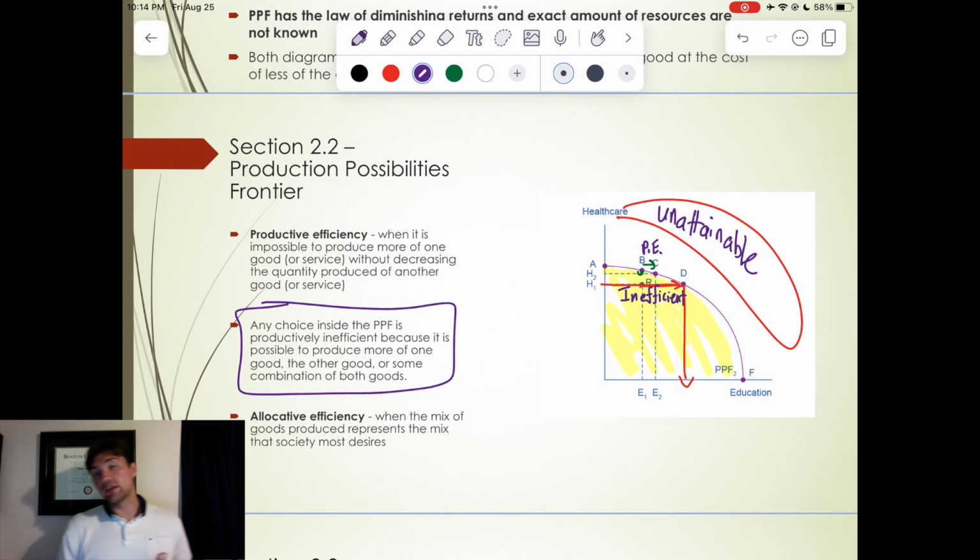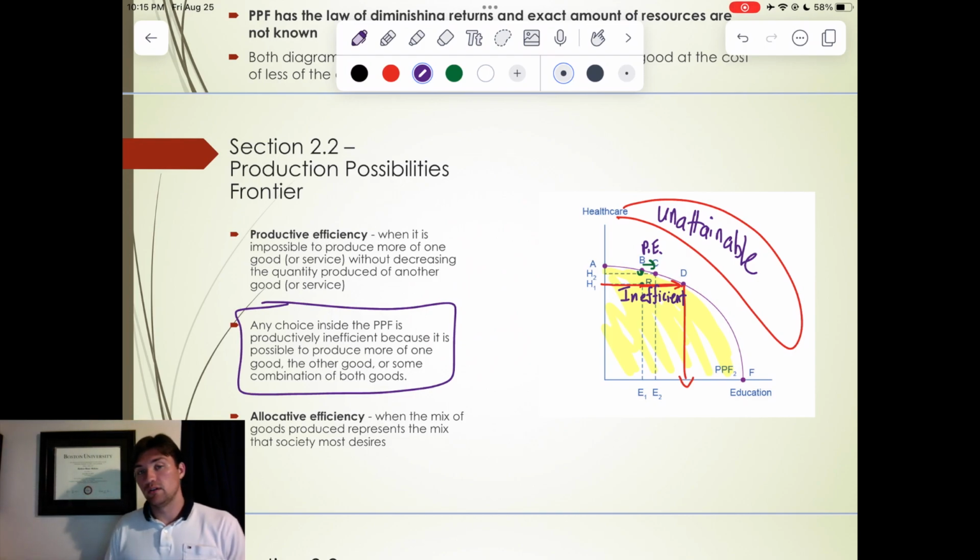And that's where allocative efficiency steps in. Allocative efficiency is when the mix of goods produced represents the mix the society most desires. It really depends on who your people are, your citizens, what your government thinks you want, things like that. So allocative efficiency is going to be looking at the marginal benefits and the marginal costs for society and what would be better for society. Maybe it's more healthcare. Maybe it's more education.